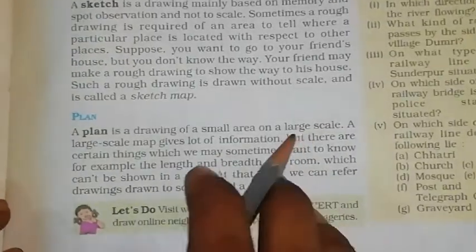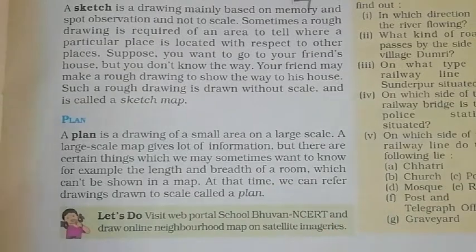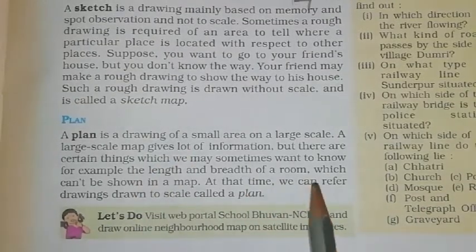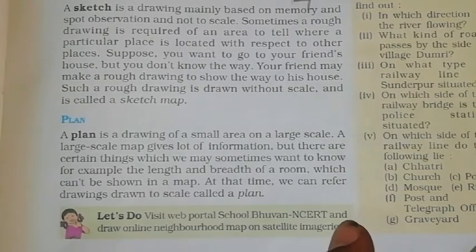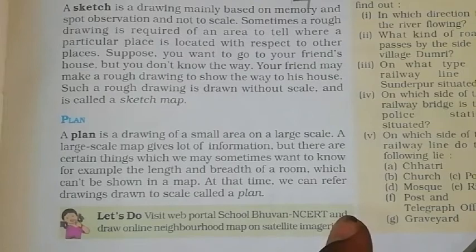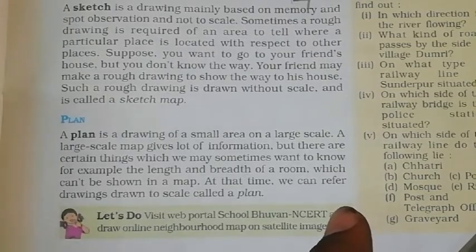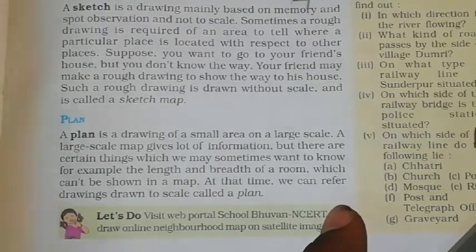And what is a plan? A plan is a drawing of a small area on a large scale. A small area means your room. If you draw a room on a piece of paper, that drawing is called a plan.